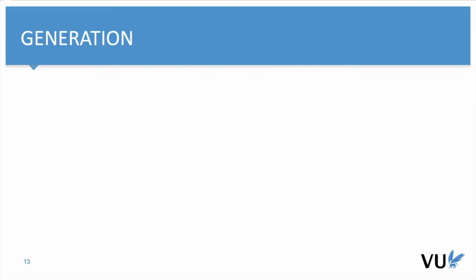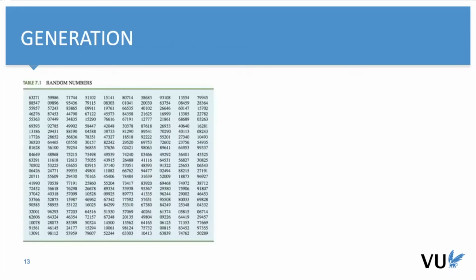So generating the allocation sequence. This used to be done in the past with a table of random numbers. It was page after page after page with these types of blocks of numbers. And before you started to do anything, you made up some rules. For example, you read the table from left to right, or from the top to the bottom, or from the bottom to the top, whatever, as long as you decide on that a priori.